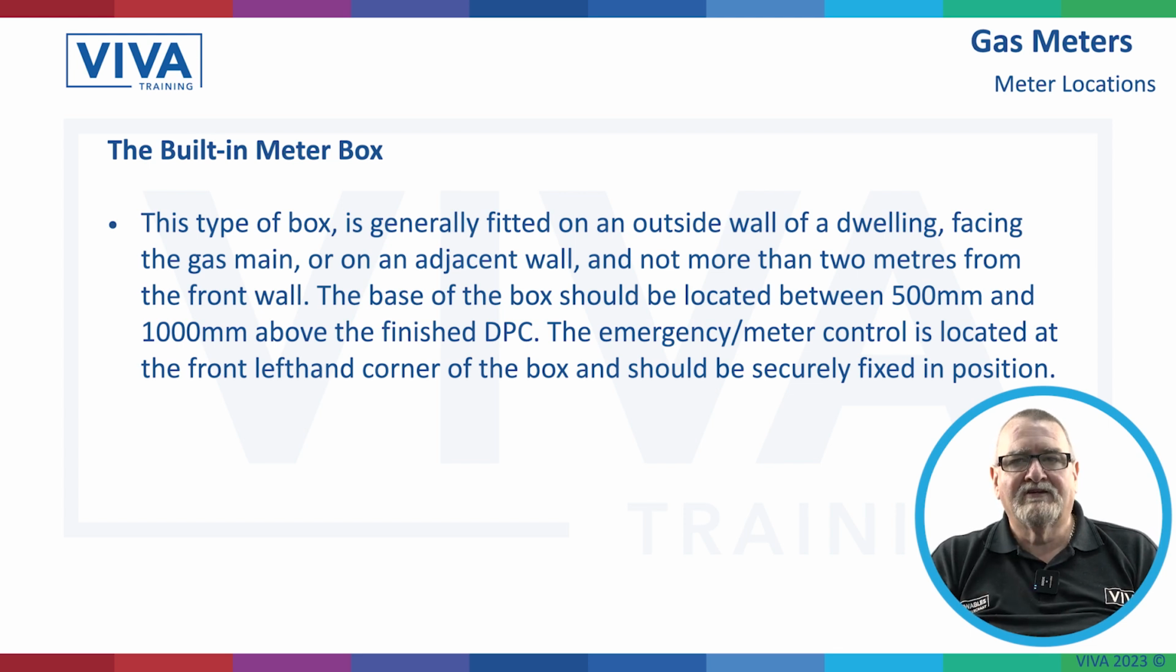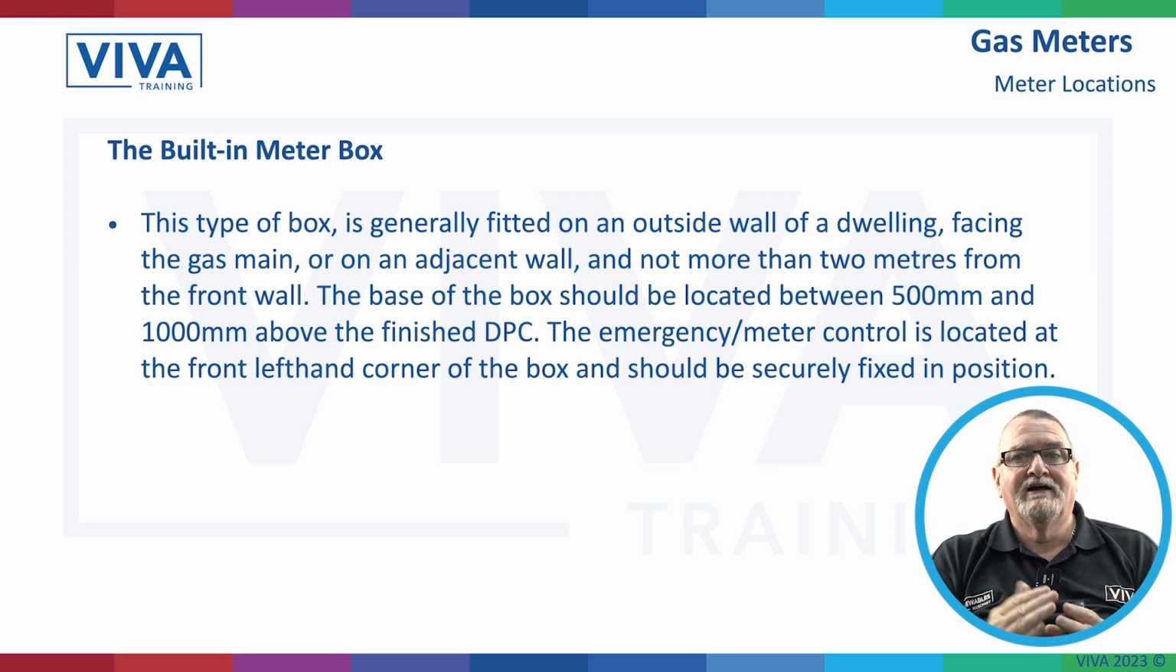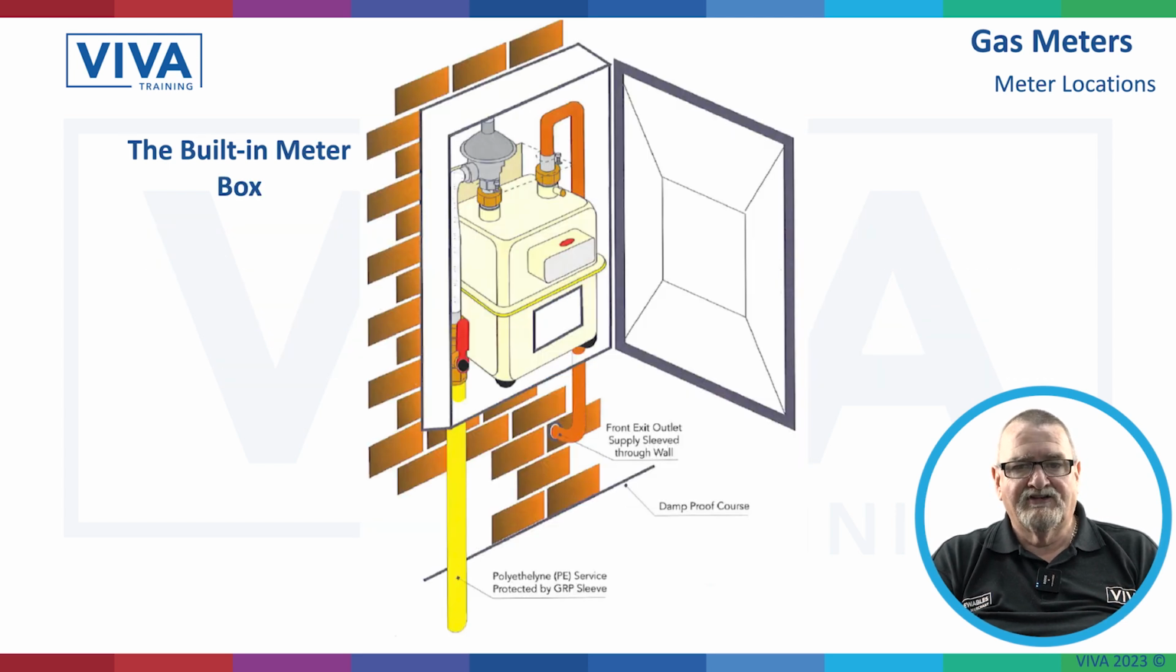So we've got built-in meter boxes. These are ones that are built into the wall. Generally a new build house will have a meter box built in. So all you'll actually see is probably 50mm sticking out with a door on it, and the rest of the box is inside the cavity. They're fitted on the outside wall, and the gas main comes up on the outside. They've not got to be more than 2 meters from the front wall. The base of the box should be located between 500mm and 1000mm above the finished damp-proof course. Too low and we could get damp going across. The ECV, the emergency meter control, is located at the front left-hand corner, and the handle should be securely fixed in position. So that's a diagram explaining it.